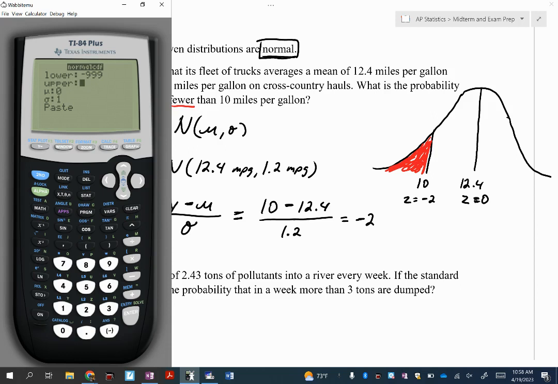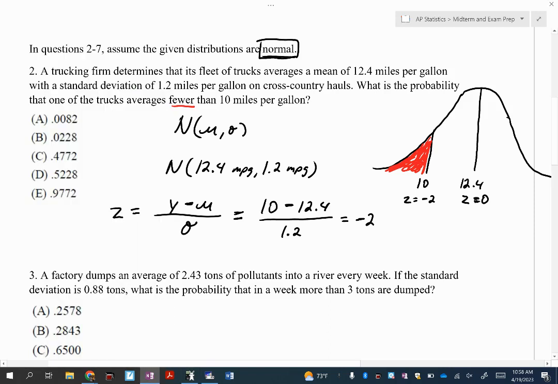And then what's my upper bound? No, that would just give you 1. No, we standardized it. We standardized 10, -2. All right, so the answer is approximately 0.023. So this right here is 0.023. It doesn't say percentage, but if it said a percentage, what would that be as a percentage? Approximately 2.3%. But if you look at letter B, that is our answer.